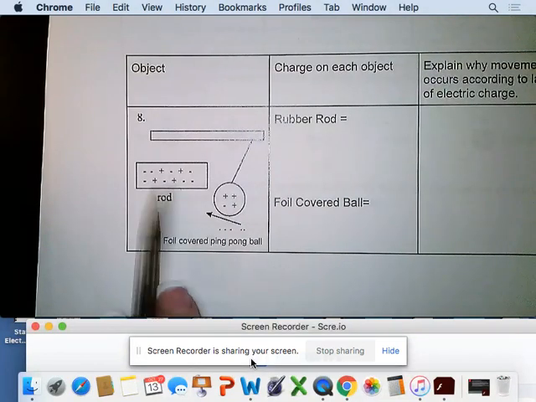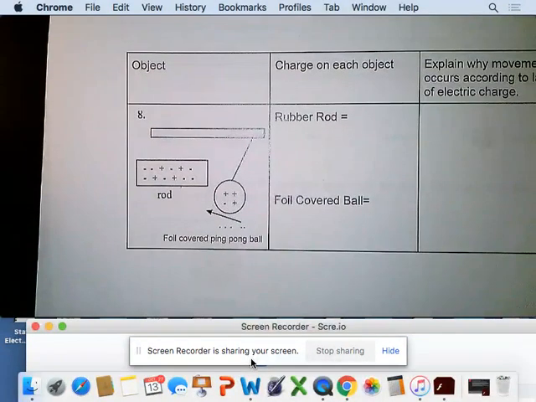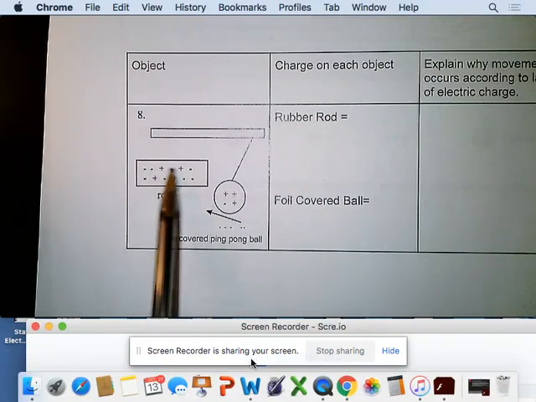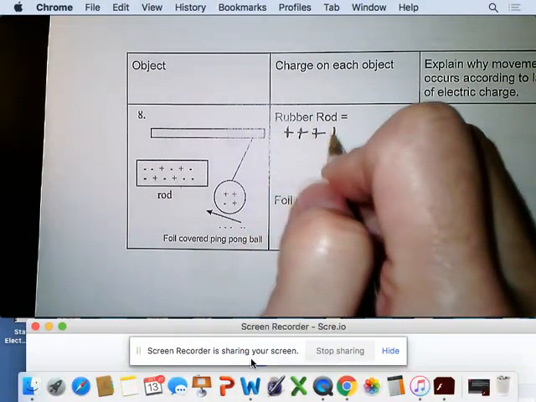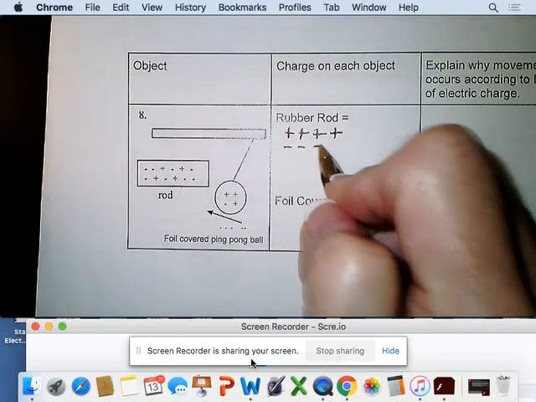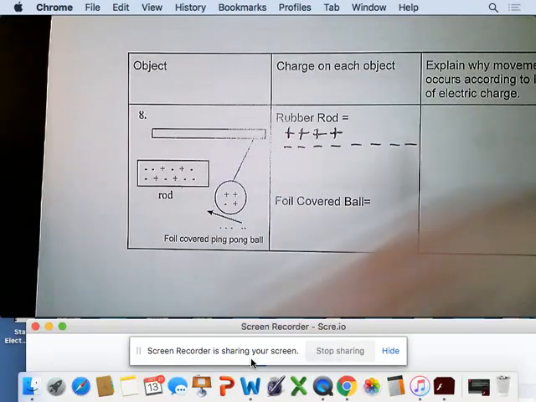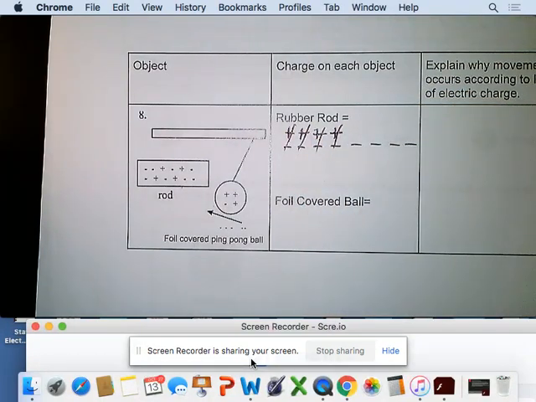So this is a rod that we've rubbed either with a cloth or some material, and this is a foil covered ping pong ball. So let's look at the charges on both, okay? So Natalie, how many positive charges are on the rod? 4. And then how many negatives? 8. Okay, so 1, 2, 3, 4, 5, 6, 7, 8. I'm going to go ahead and draw that. So what would be the overall charge on that, Natalie?